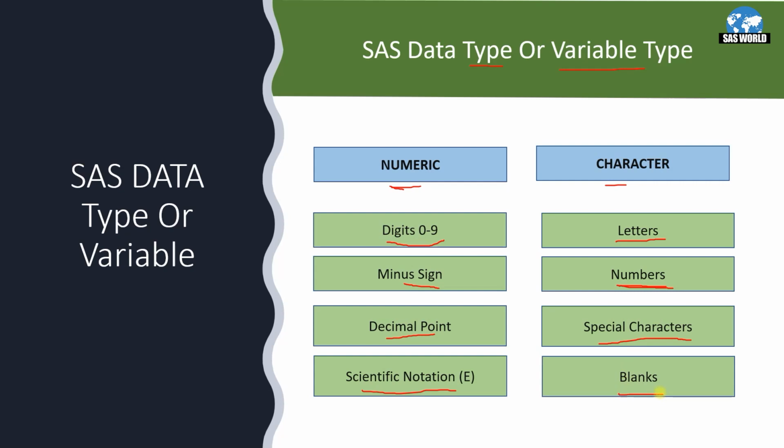Okay guys, in SAS we can convert these variables. If you have a numeric variable and you want to convert it into a character, you can do that. If you have a character variable that holds only numbers, you can convert that into a numeric. This is something we will understand when we do the programming. Let's move on to the next slide.